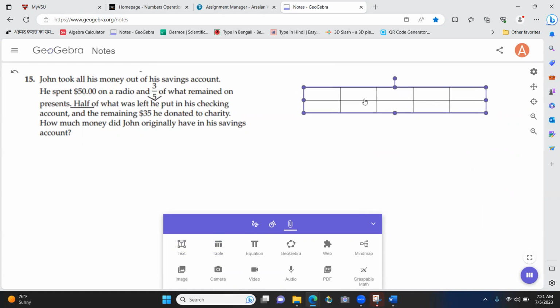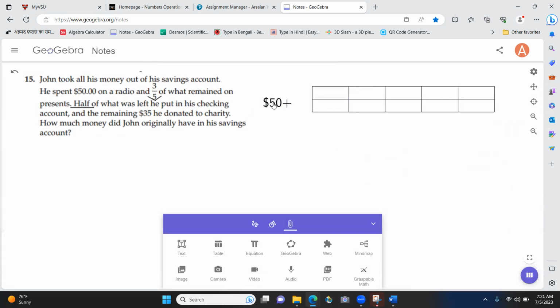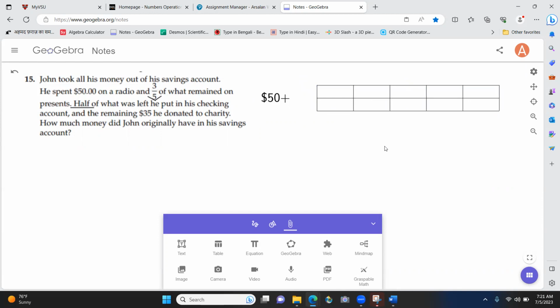Now, don't forget the $50 he spent on the radio. I'm going to write it on the side, okay? $50. So they want us to know how much money he had. And what he had is given by two things. He spent $50 on a radio. Then he took three-fifths and bought some presents.